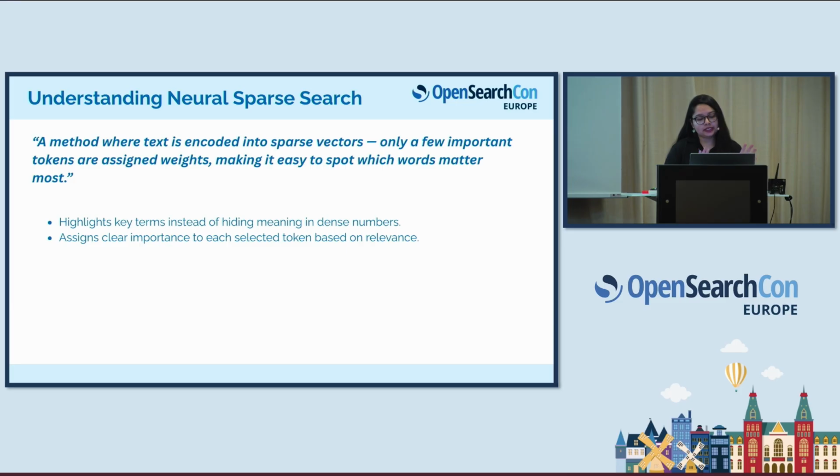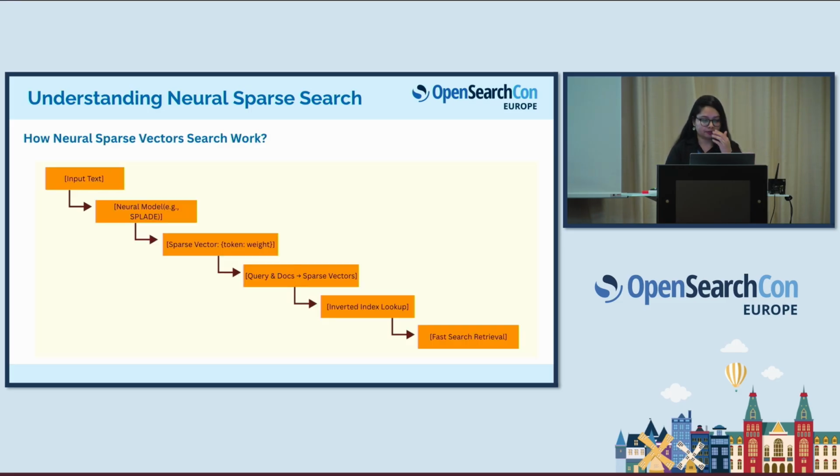It highlights key terms instead of hiding meaning, indexes numbers, assigns clear importance to each selected token based on relevance.